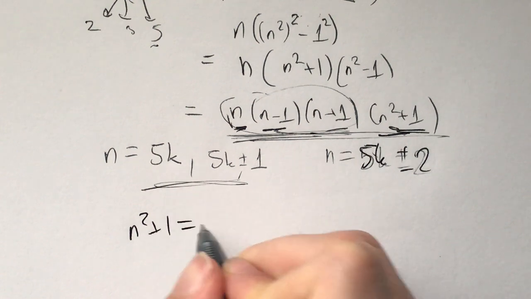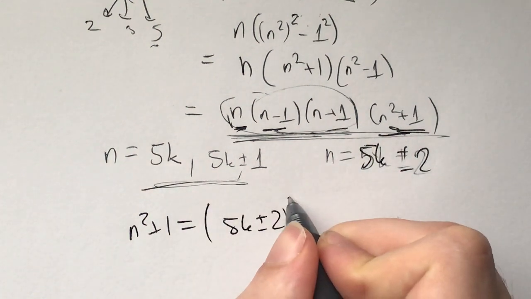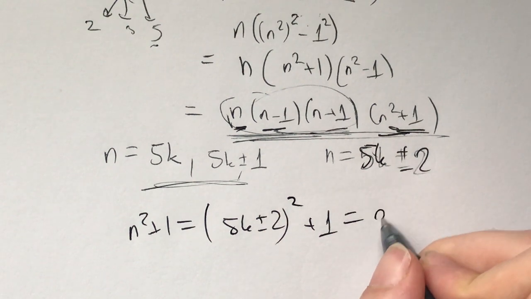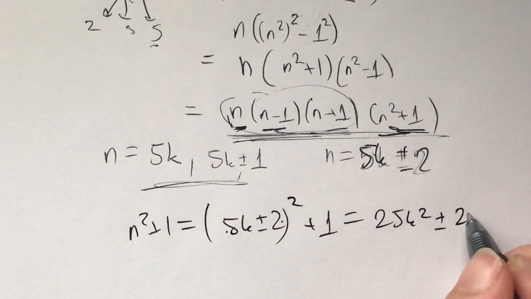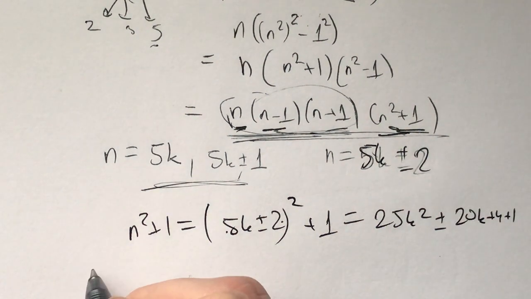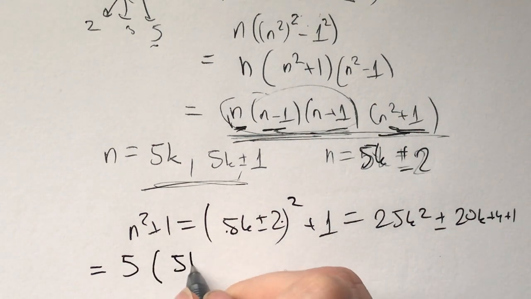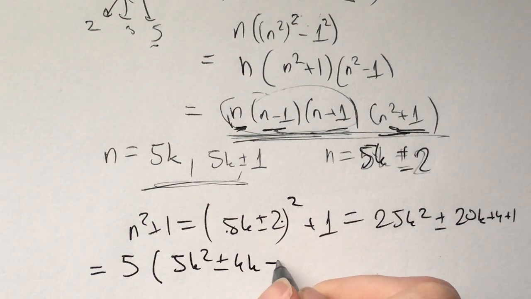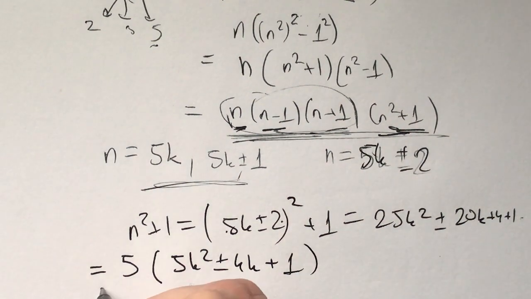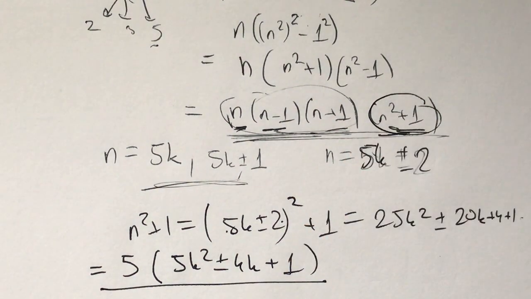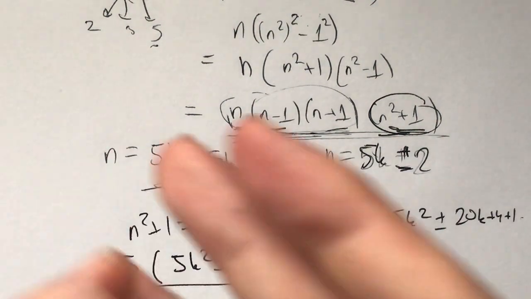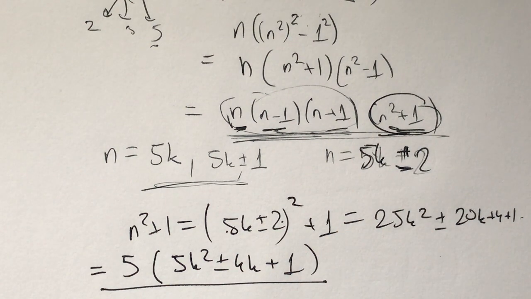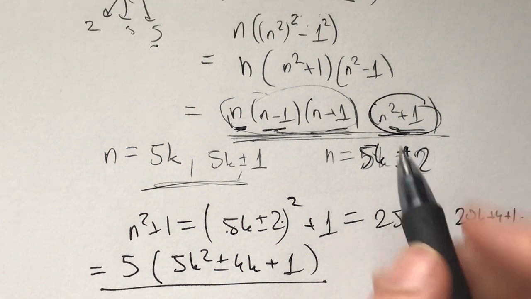Well, n squared plus 1 is going to be 5k plus or minus 2 squared plus 1, which is 25k squared plus or minus 20k plus 4 plus 1, which is 5 times 5k squared plus or minus 4k plus 1. And now this number is divisible by 5, so again, we are done. I'm using plus or minus 2 just so I get rid of 2 cases at the same time. And to be fair, I'm doing this because I have prior knowledge; I've seen these problems before. But this is a technique. You can do them separately.